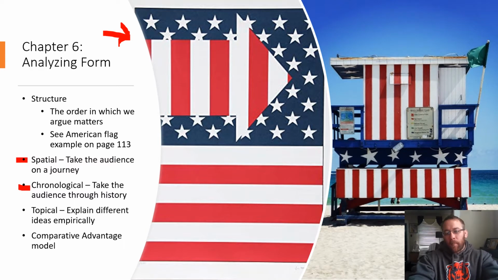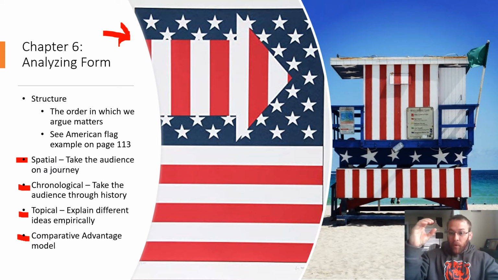Topical order, you just explain different ideas empirically. I want to get to comparative advantage, right? This is different than problem and solution. What problem and solution does is you say, here's a problem, and this is my solution, right? And this is important. Here's a problem, this is my solution. What comparative advantage does is, I prefer this to problem and solution for this reason, right?